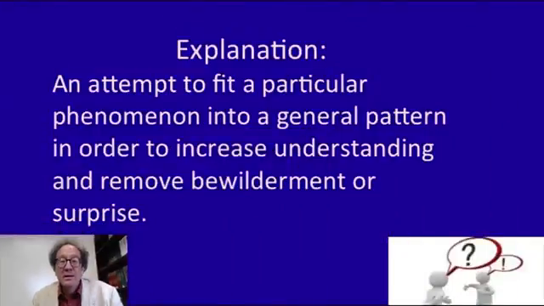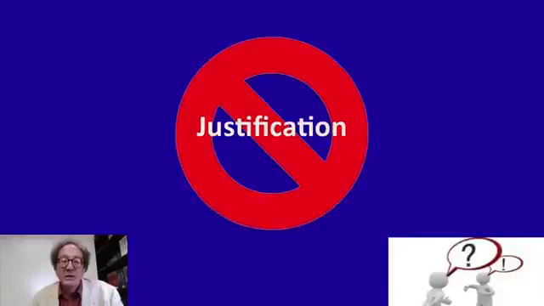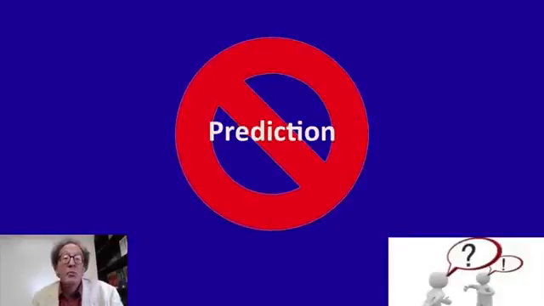Explanation is an attempt to fit a particular phenomenon into a general pattern in order to increase our understanding of why it happened and to remove bewilderment or surprise. Explanation is not persuasion or justification or generalization or prediction. Those are other uses of argument.